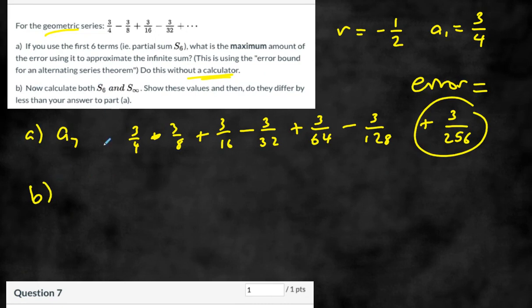Part B. What is S sub 6? Again, we could do this without a calculator. We're simply adding up these 6 terms right here. And if you add these all up, the sum is 3 over 256. Not a big deal. We can check that out. Sum of the first 6 terms.